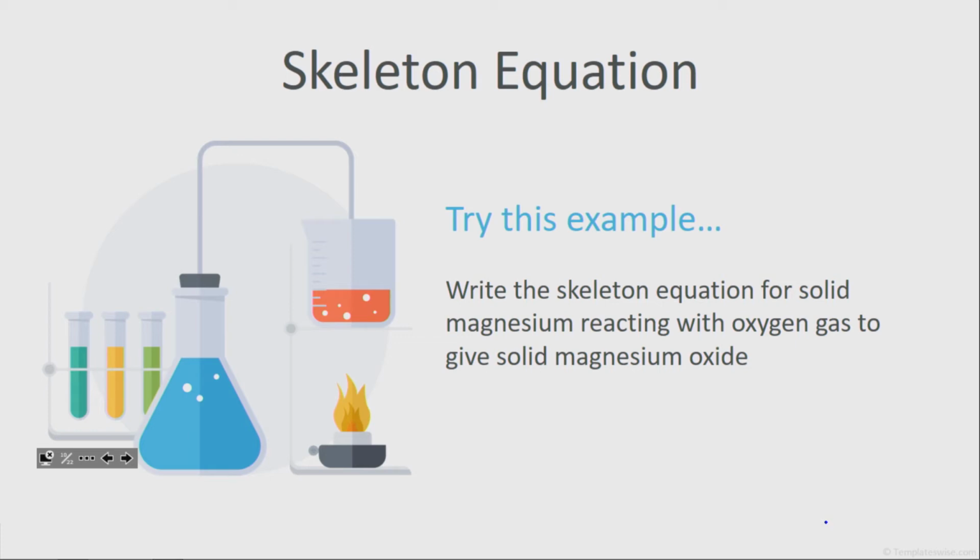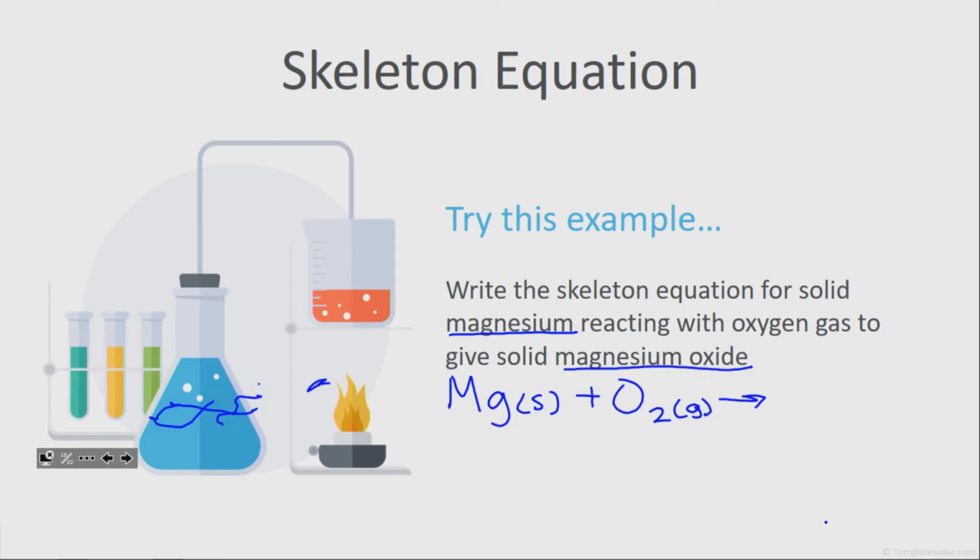Write the skeleton equation for solid magnesium. Magnesium is Mg, and it is solid, reacting with oxygen gas. So we know that oxygen is O, but what else do we know about oxygen? We know oxygen is one of those 7 we just talked about, and it's diatomic. So he can't be alone. He has to come in a pair. So he is O2, and this is a gas. And it reacts to produce solid magnesium oxide.